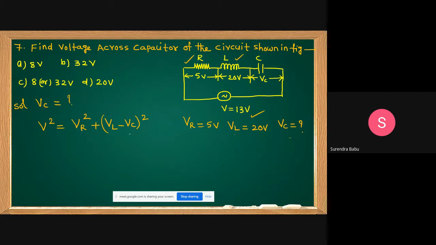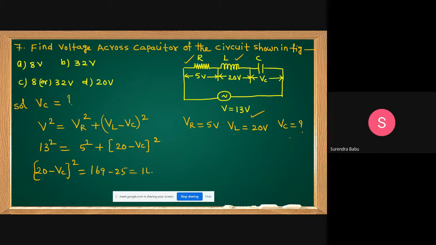Understand? That's why first I am assuming that VL is greater. But if VC is greater, you can get another value. But directly, how to solve this one? Concentrate. V square is 13 square. VR is how much, students? 5 square. VL is how much? 20. So (20 minus VC) whole square equals what? Yes, friends, 169 minus 25.